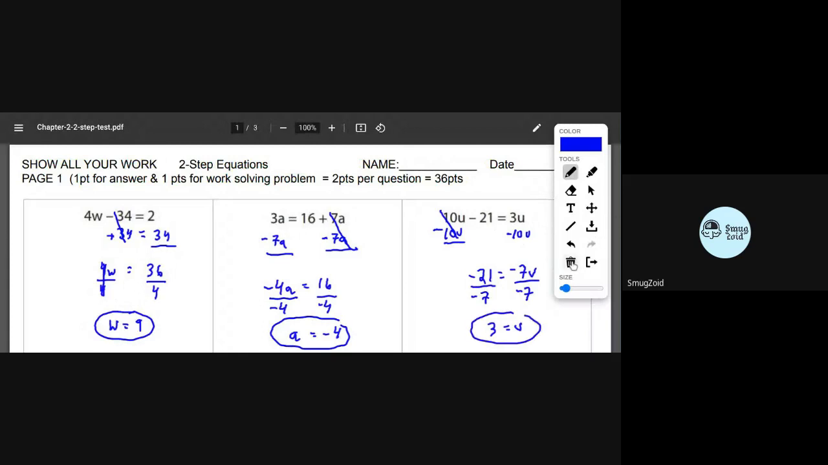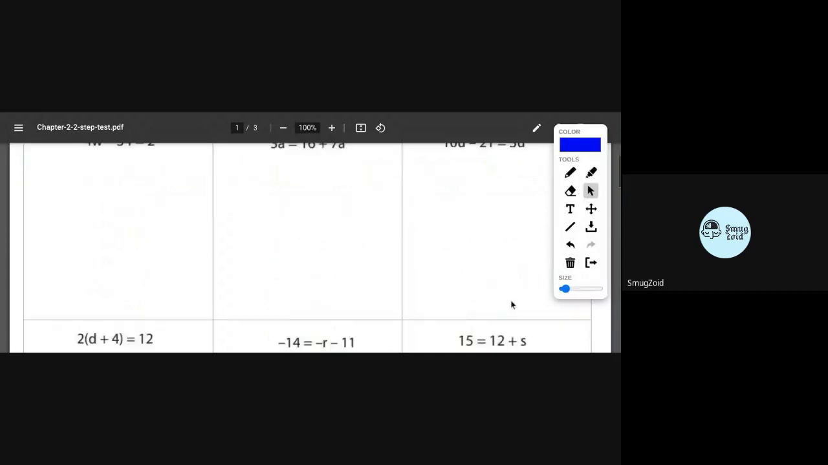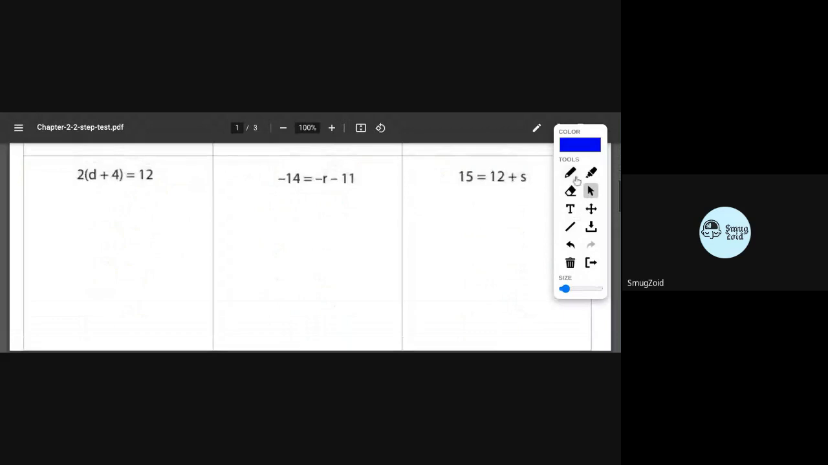Okay. I'm going to scroll down to do the next ones. All right. And let's do these. First one, it's a distribution problem. The 2 has to be distributed across both things inside the parentheses. So it's 2d, and this one goes 2 times 4 is 8 equals 12.